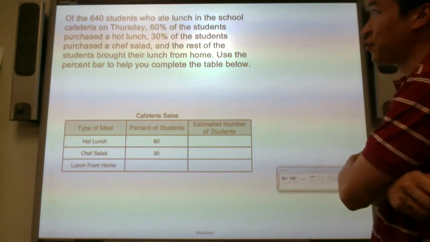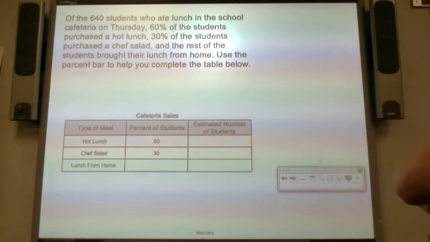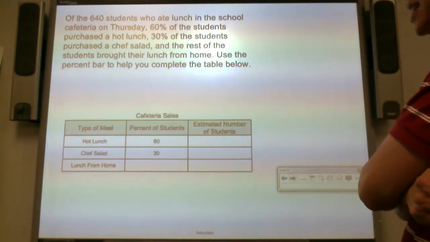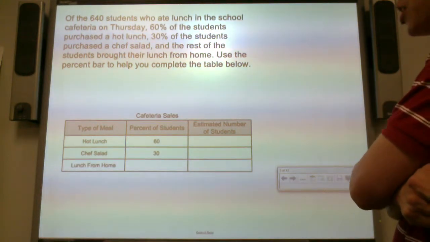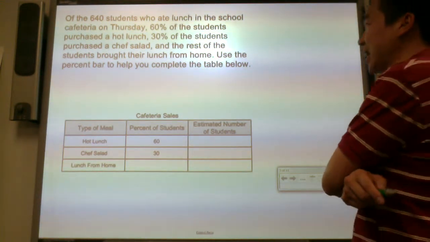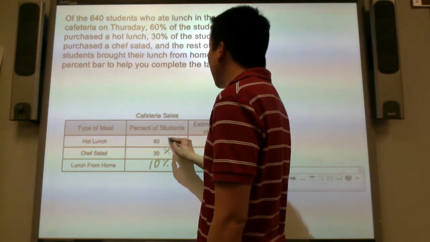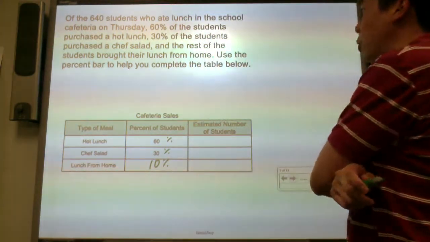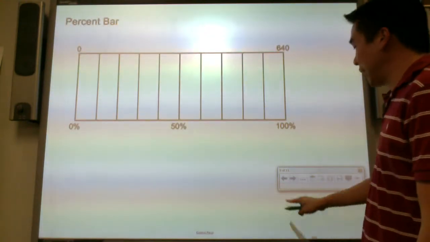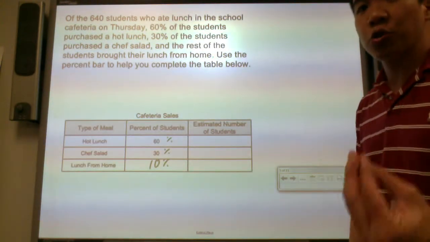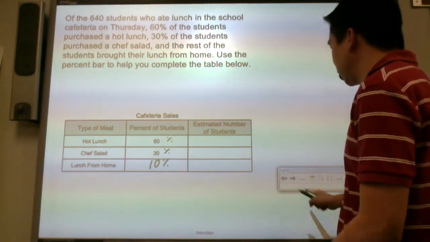Here's another question. Of the 640 students who ate lunch in the school cafeteria on Thursday, 60% of the students purchased a hot lunch, 30% of the students purchased a chef's salad, and the rest of them brought their lunch from home. That must be 10%. Use the percent bar to help you complete the table. So they would like you to use the percent bar. So we're going to use it through the picture way.